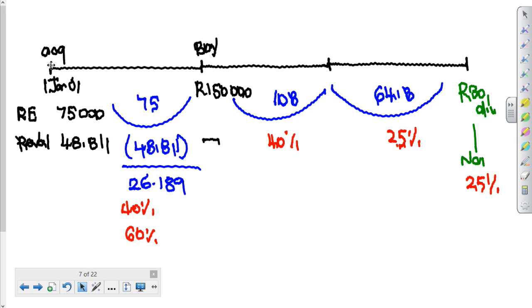$26,189, 40%, 10,476, 15,713, 108, 43.2, 16.2, 7.5. Agree? All I did was the percentages.